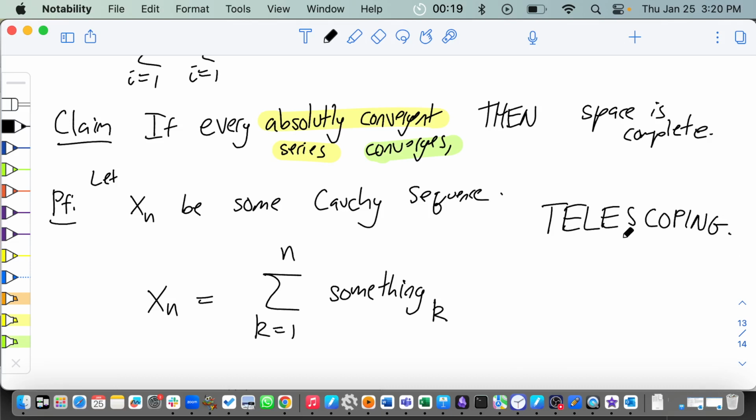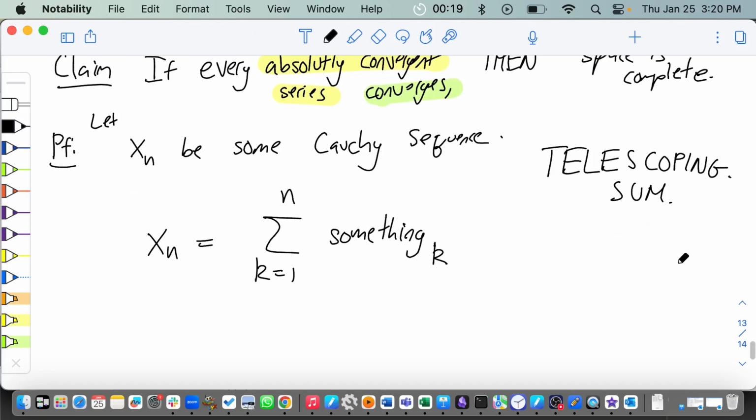Let me give one more letter. A telescoping sum. What is a telescoping sum? A telescoping sum is when you have a sum of things, but they just cancel themselves out to leave the first thing minus the last thing. And let me write it out for you, and then we'll see what the sum things are in a second.